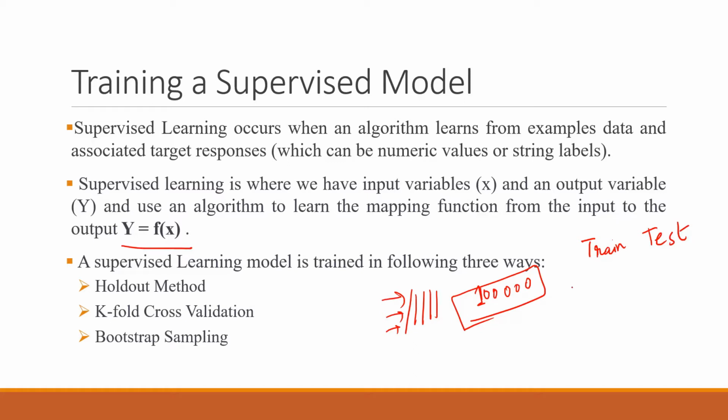The standard practice is 70-30 or 80-20. 80% of the data you will use for training. You will randomly select 80% of rows out of these 100,000, and they will be used for training the model, and 20% of the data set will be used in testing the model. So let's say it looks something like this. You want to fit a straight line in here.